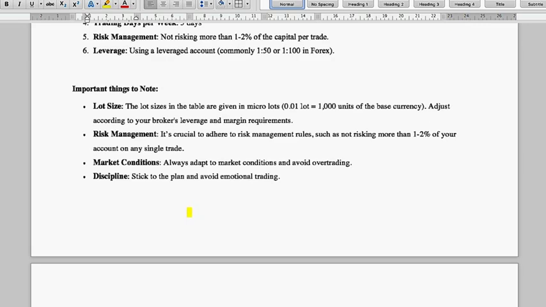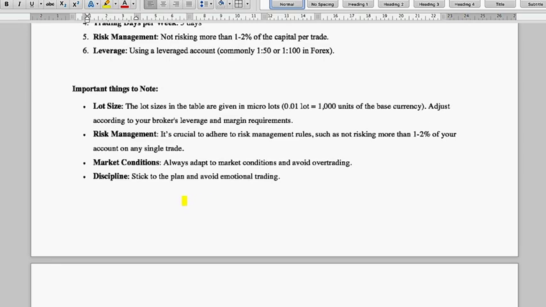1:3, 1:4, 1:5. It all depends on how you want to take it. Now, the market condition: always adapt to market conditions and avoid over trading. That's the more reason why I'm advising you to take 3 pairs, because all the 3 pairs might not give you opportunity the same day. They will give you opportunity on different days.